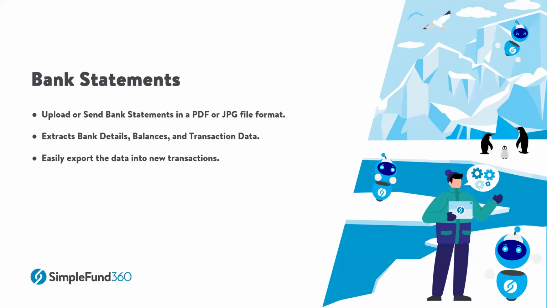So the first one is bank statements. Very straightforward. Everyone will require bank statements, and there are many different ways of getting them imported into SimpleFund 360. There are the bank feeds that were previously mentioned, which is the most automated option. However, you can upload bank statements in a PDF or JPEG file format. This extracts the bank details, balances, and transaction data, and it allows you to easily export this data into the smart matching screen so that you can create transactions. So I'll run you through how to do that right now.